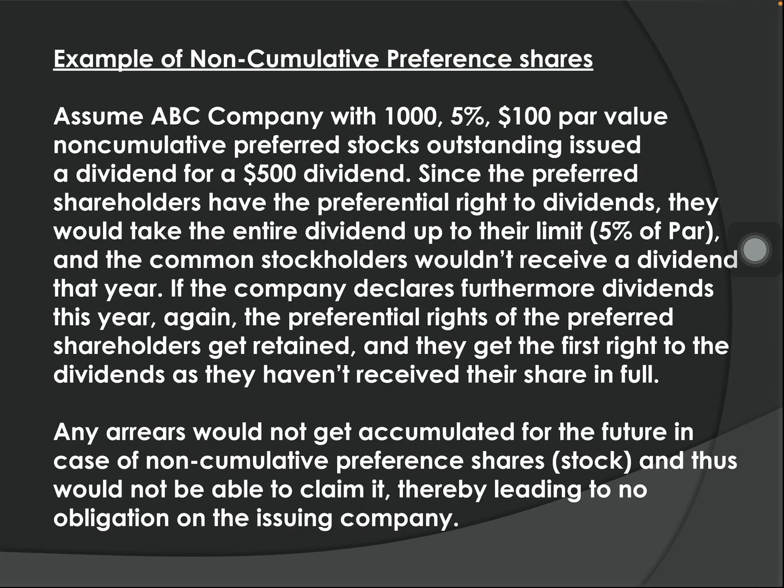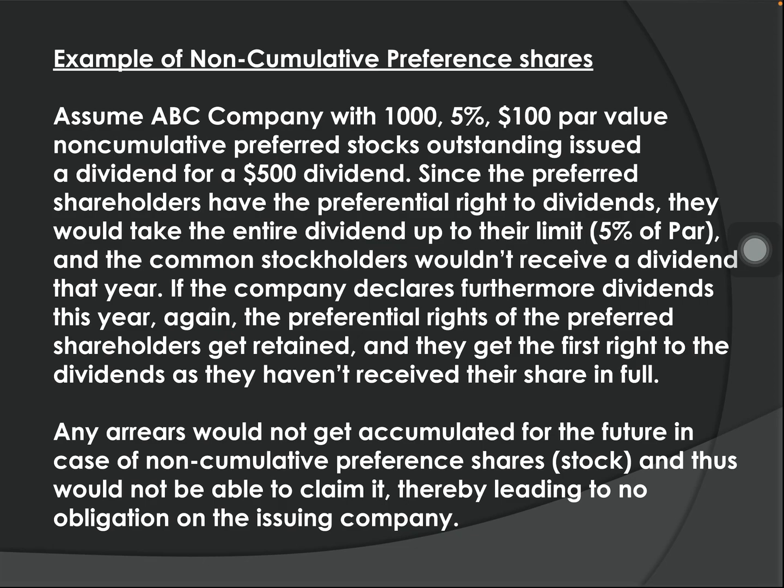Now moving on to an example. Assume ABC company has 1000 shares, 5%, 100 par value, non-cumulative preference shares outstanding, and issued a dividend of rupees 500. Since the preferred shareholders have a preferential right to dividend, they would take the entire dividend up to the limit, that is 5% of par, and the common stockholders wouldn't receive a dividend that year. If the company declares further dividend this year, again the preferential right of preferred shareholders is retained and they get the first right to dividend as they haven't received their share in full. Any arrears would not accumulate for the future in case of non-cumulative preference share, and thus the shareholder would not be able to claim it, thereby leading to no obligation on the issuing company.